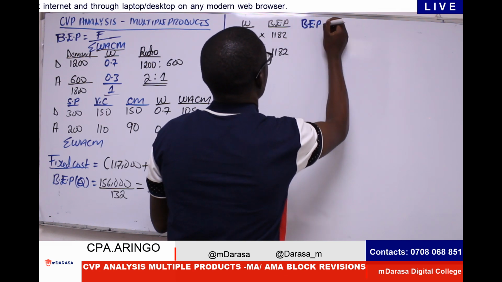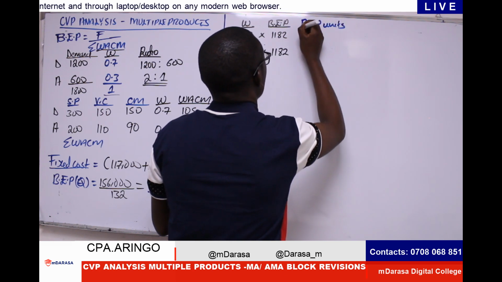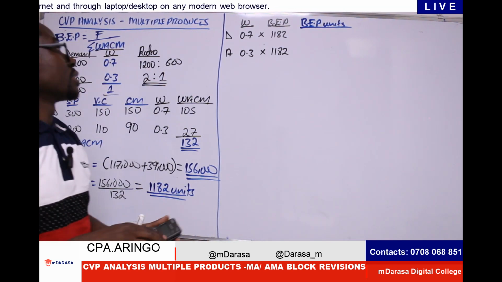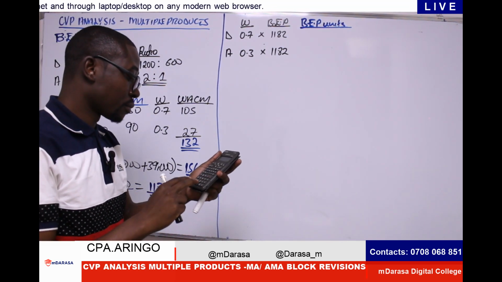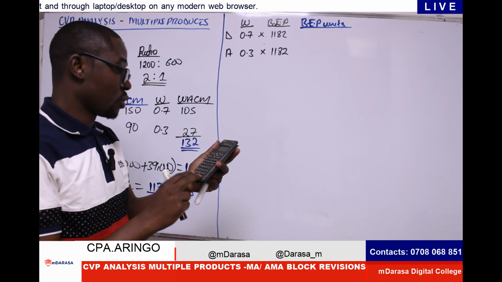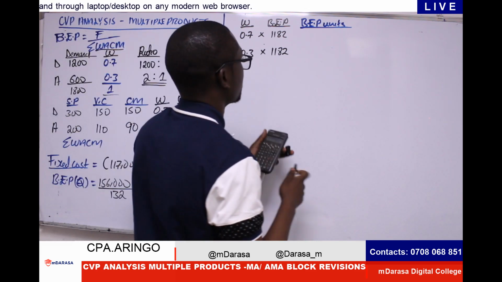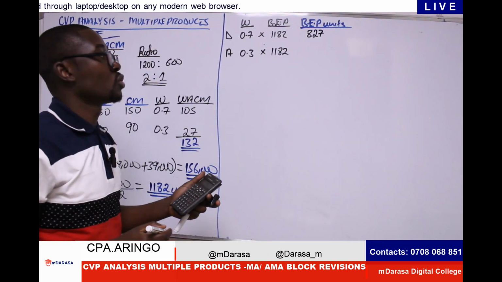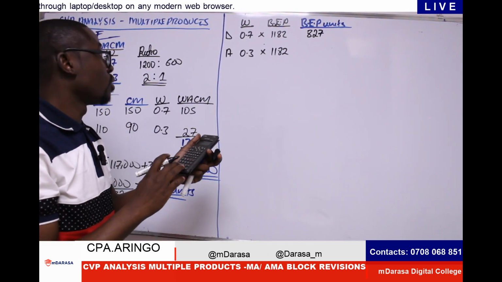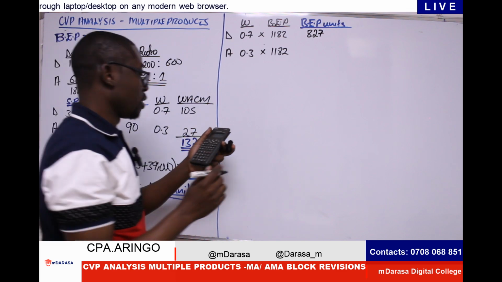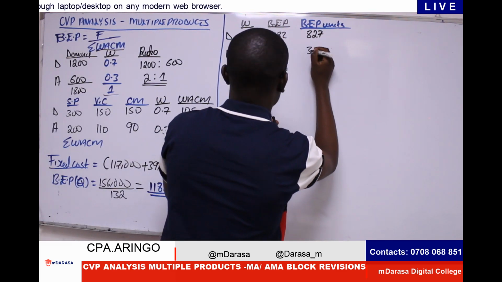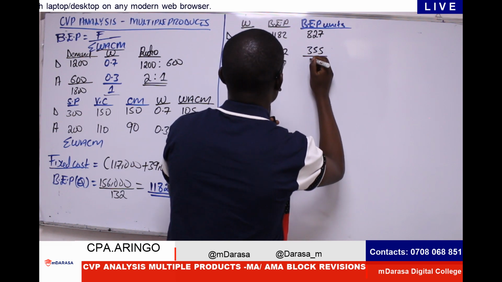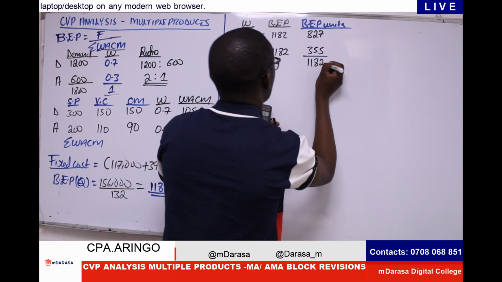So therefore, to determine the break-even point in units for each product, we just take our weight, which is 0.7, times 1182 to give us 827 units. And the other one, we are going to take 0.3 by 1182 to give us 355 units, okay? So that total should take us to 1182.